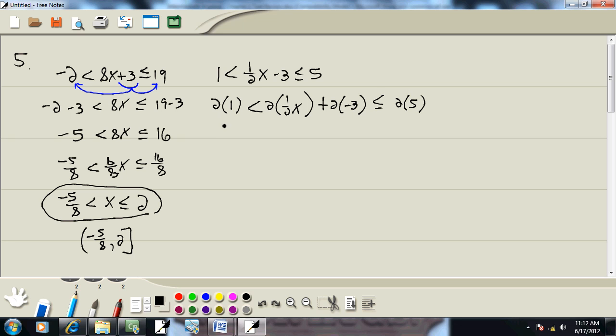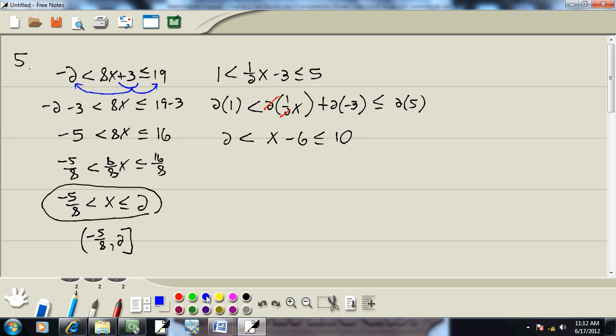Two times 1 is 2. Here the 2 is going to cancel. That cancels with that. And we're left with x. 2 times negative 3 is negative 6. And over here, 2 times 5 gives us 10.